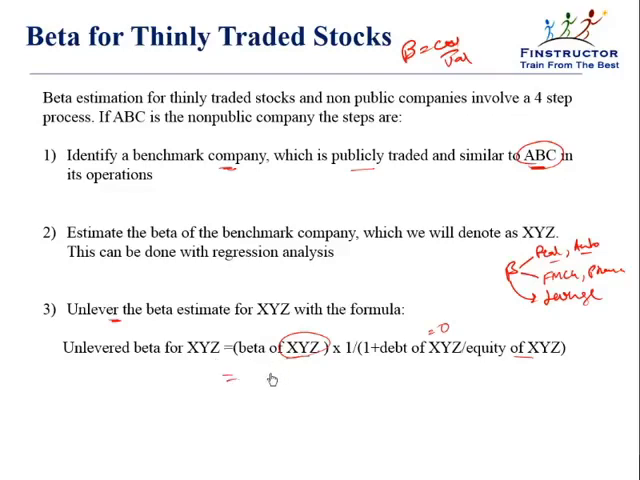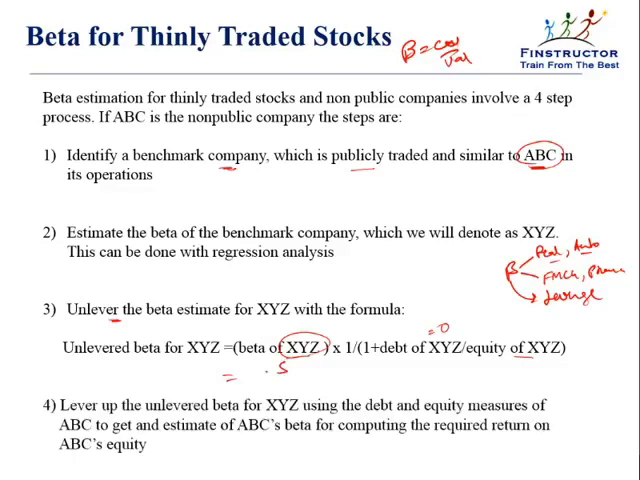So let's say the beta was 0.5 and the debt to equity was 1:1, then the unlevered beta would be 0.5 upon 2, that is 0.25. So 0.25 was the risk of the business, and another 0.25 risk came in because of this 1:1 debt to equity. So unlevered beta will be lower than the equity beta. This is referred to as the equity beta. This is the asset beta or the unlevered beta.